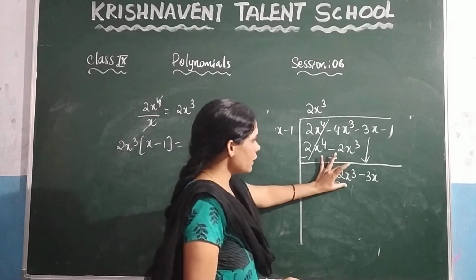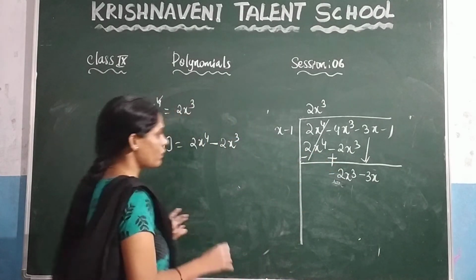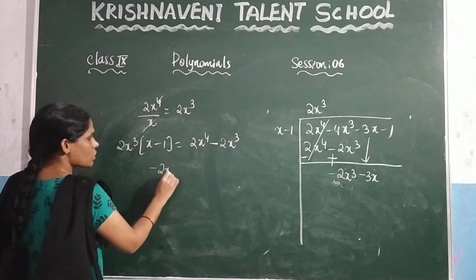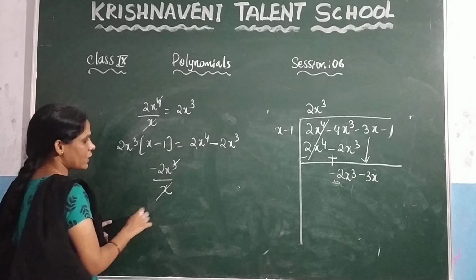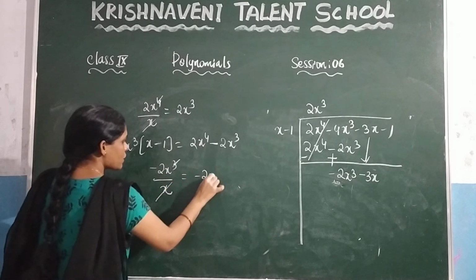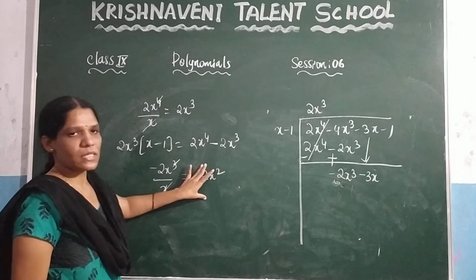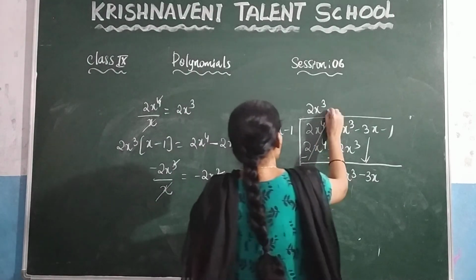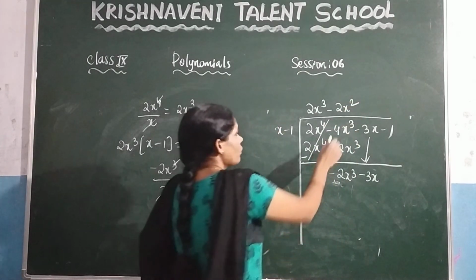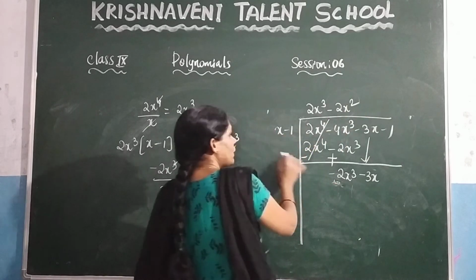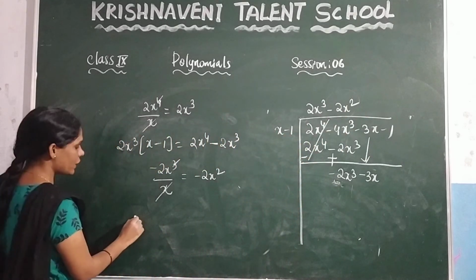We need to divide these two terms. So divide it, what you will get? Minus 2x cube by x. This one will get cancelled. You will get minus 2x square. Write this term in the quotient. So write it: minus 2x square. Now what we need to do? We need to multiply this term with this term. So multiply it, what you will get?